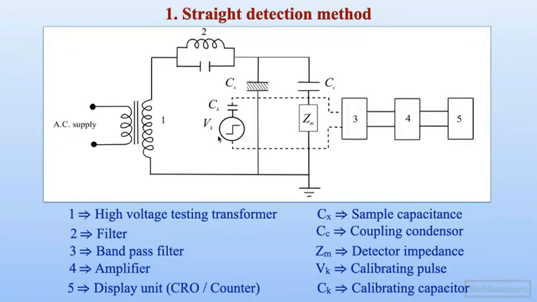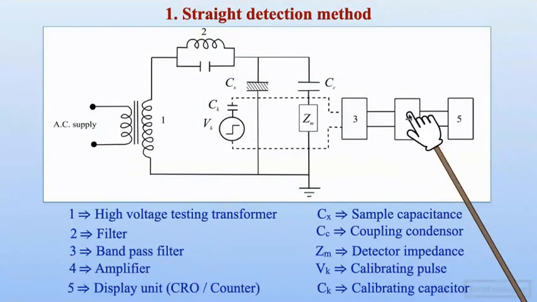We come to the detection method. Let us check. Here you can see a circuit is represented, and various labels are there. For example, number 1 is a high voltage testing transformer. Number 2 represents the filter. Then these are 3, 4, 5: electronic circuits consisting of a band pass filter, then an amplifier, and finally the CRO or counter. So, band pass filter, amplifier, and CRO.